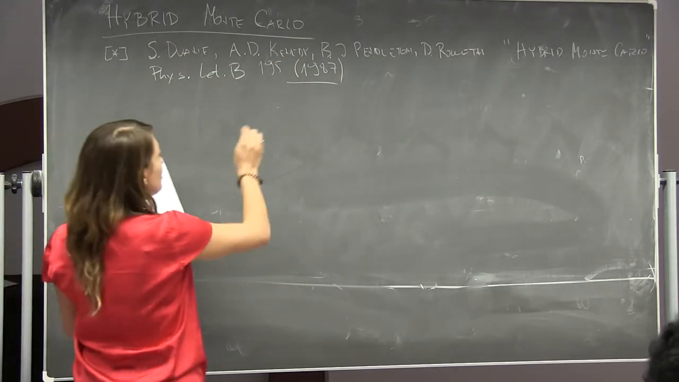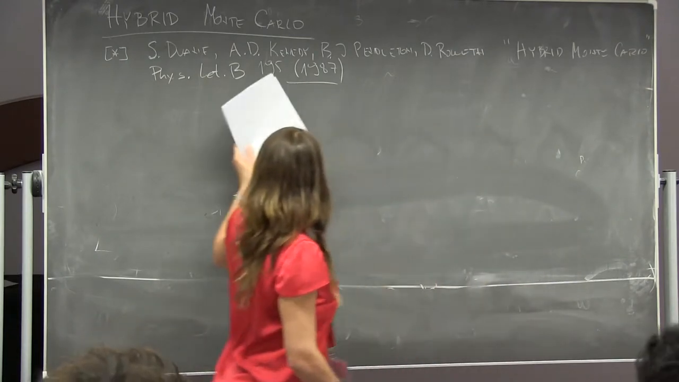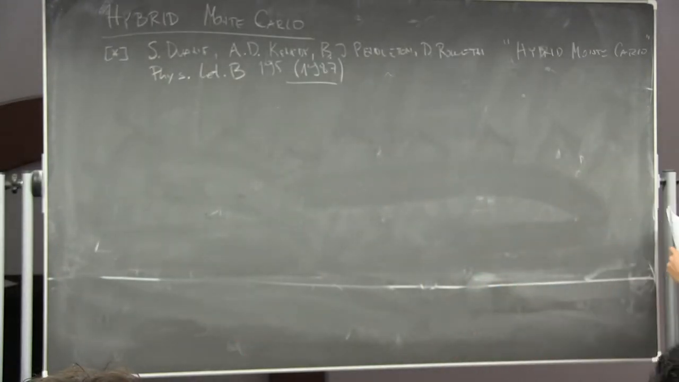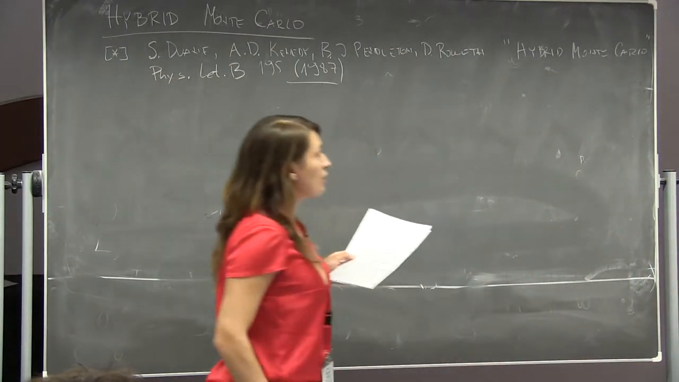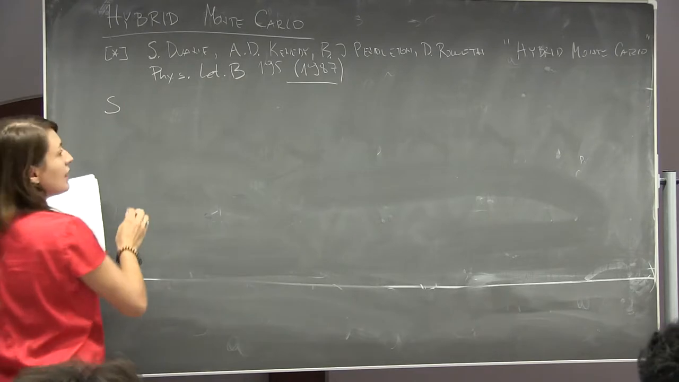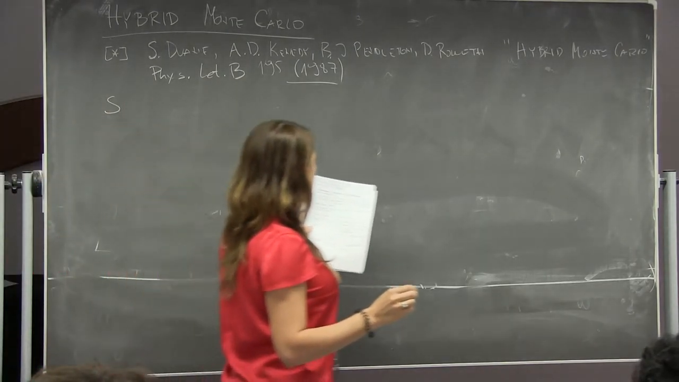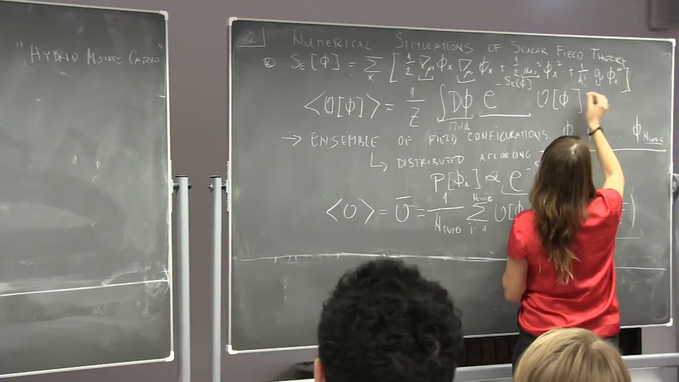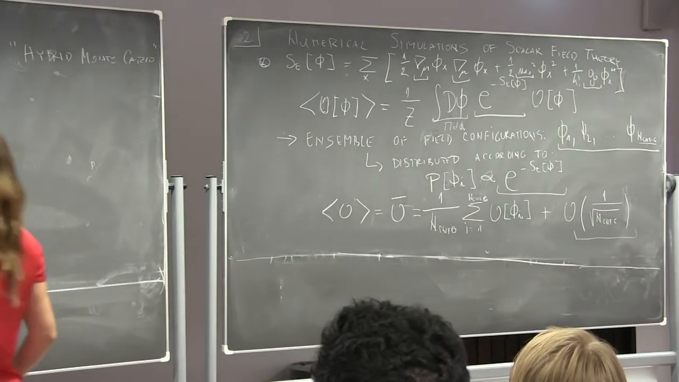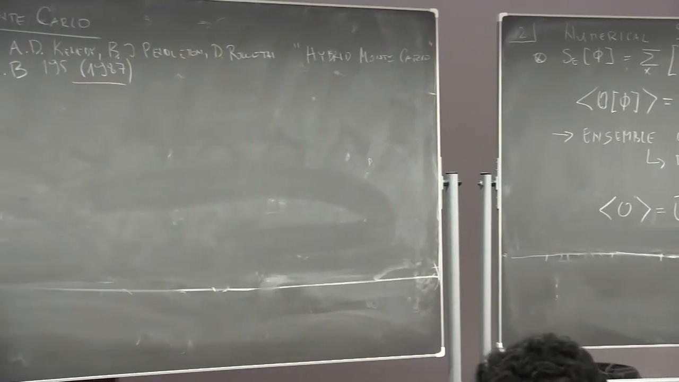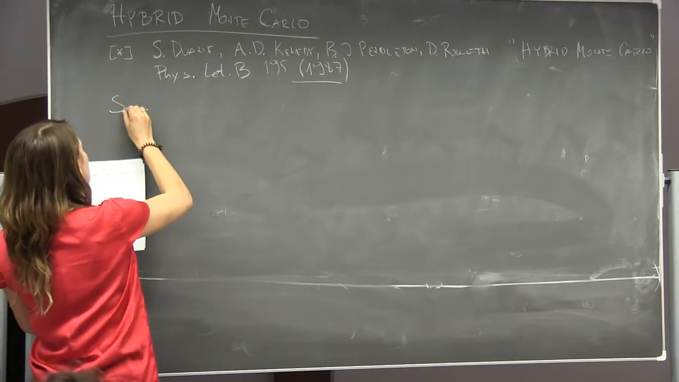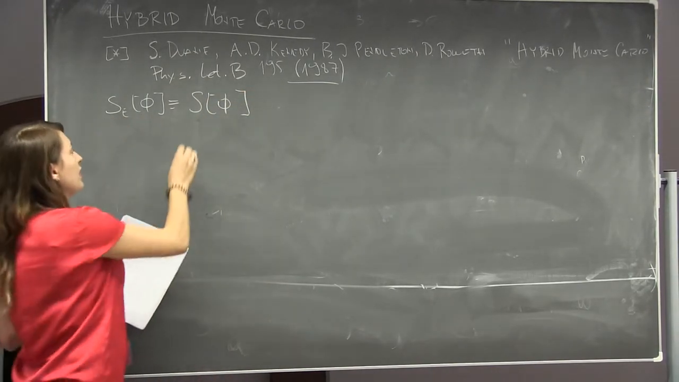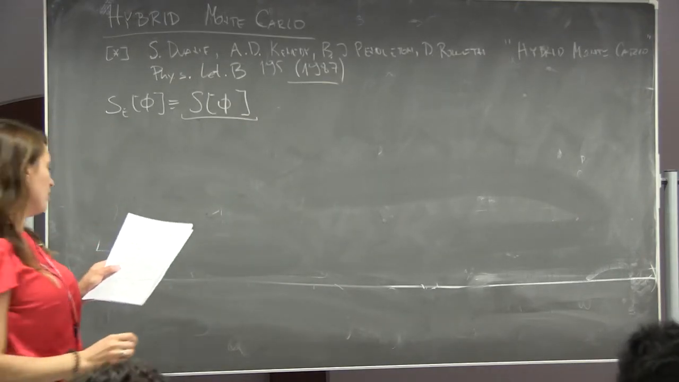So in order to demonstrate the basic steps of this algorithm on the example of scalar field theory, we will rewrite this Euclidean action for the scalar field theory in a slightly different way. So we will first discretize lattice derivatives and slightly reparametrize these lattice parameters such that the action which we obtain, we will just denote it as S of phi so far, since we are from now on working in Euclidean only.